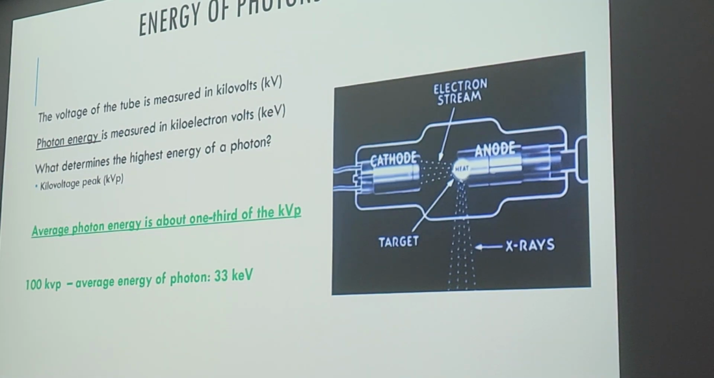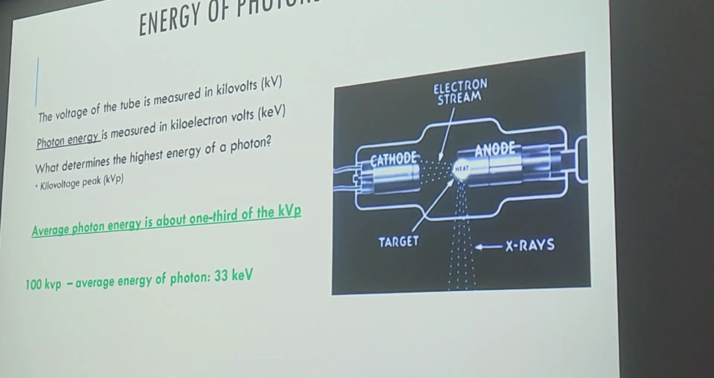So, the voltage of the tube is measured in kV, kilovolts. The photon energy is measured in keV, kilo electron volts. So when we say kV, it can be talking about the voltage of the tube. And when we're talking about energy of photons, it's going to be electron volts. Okay? What about this question? What determines the highest energy of a photon? Just set which kV we said, yep.